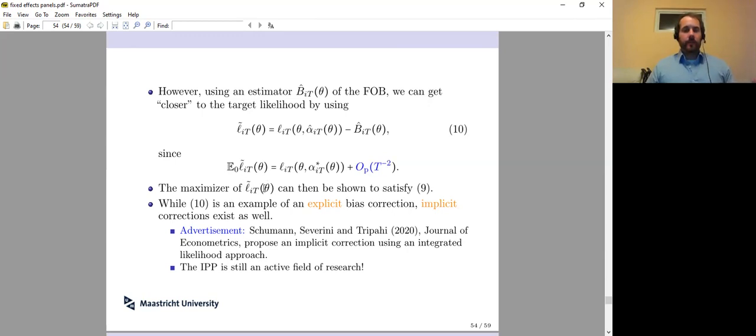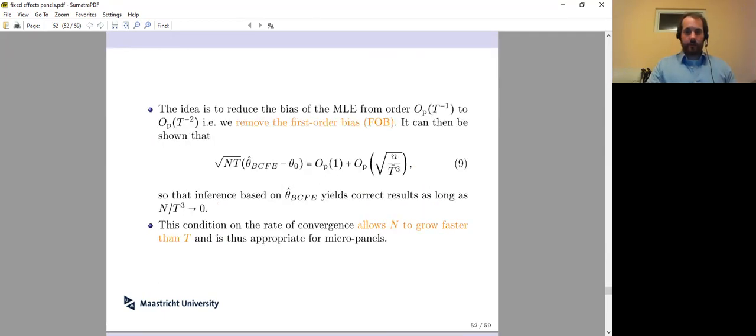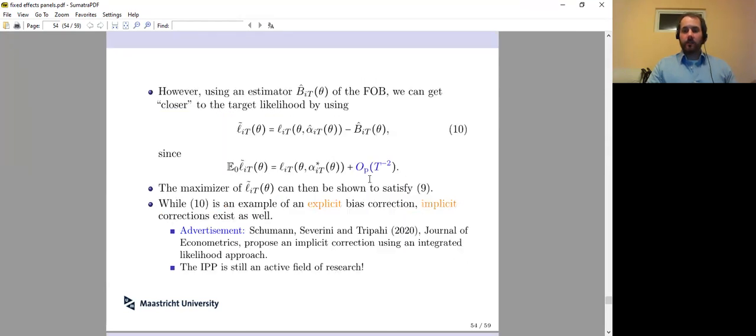And if we maximize these likelihoods, then it can be shown that we get this nice error term here, with which we can allow n to grow faster than t. Now, this is an explicit bias correction. There are also a multitude of implicit bias corrections, and here I'm advertising one of my papers. This came out recently in the Journal of Econometrics, where we do a bias correction based on integrated likelihoods. It's rather technical, but if you're interested in this topic, this is still an active field of research. If you have any questions, please go ahead and ask.